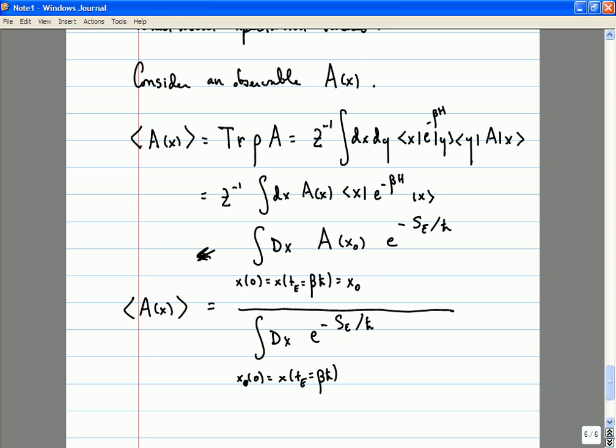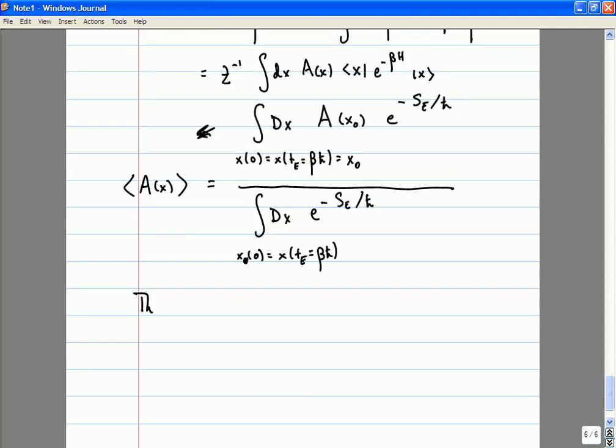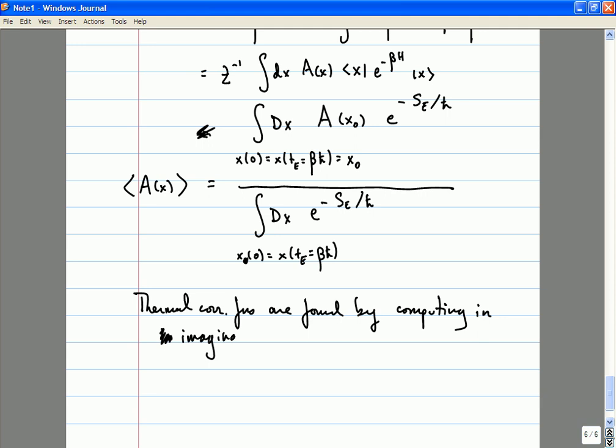Okay. So thermal correlation functions, the upshot of this, are found by performing a path integral in imaginary time with a periodicity beta h bar.